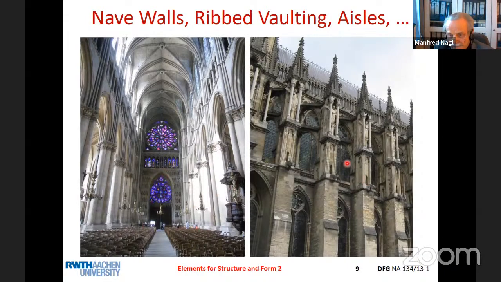The outside of the church is at least as interesting. It has a very refined construction in order to ensure the stability of the church, because this very high nave creates much stress pushing outward, and this has to be caught by this buttress construction here.